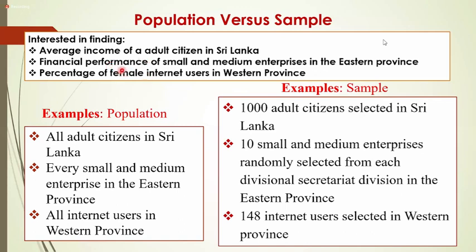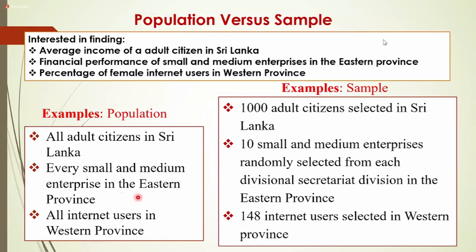So we can look at the profit of small and medium enterprises. Then that will be the characteristic. Then what is our population? Every small and medium enterprise, or all small and medium enterprises, in the Eastern Province. These terms indicate the population. And Sri Lanka and the Eastern Province. So here we are looking at Sri Lanka, here we are looking at the Eastern Province. So each and every small and medium enterprise in the Eastern Province.